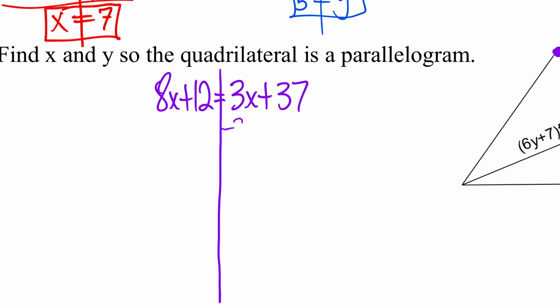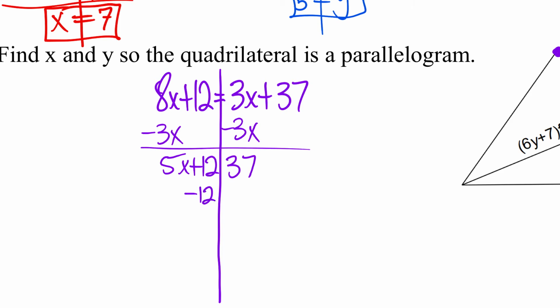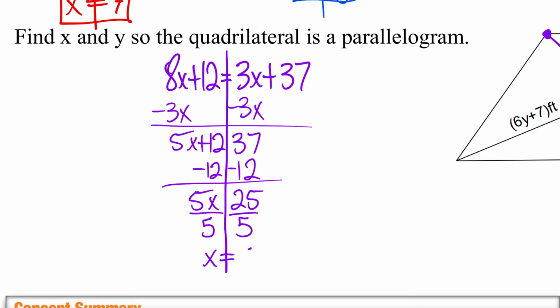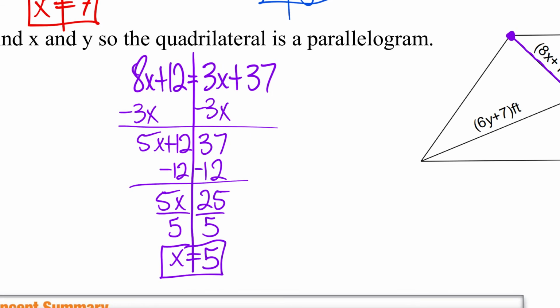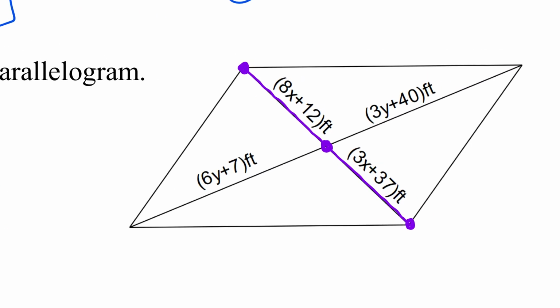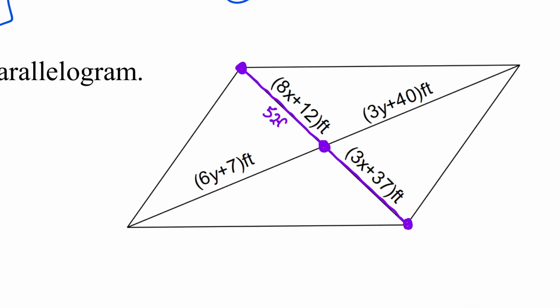And then just solve for x. So we're going to go minus 3x on both sides. 5x plus 12 equals 37. Minus 12. 5x equals 25. Divide both sides by 5. And x equals 5. Now, let's plug that 5 back in and make sure that what we said is true. So if I take this 5 here and plug it in here, what's 8 times 5? 40. And what's 40 plus 12? 52. So this would be 52 feet.